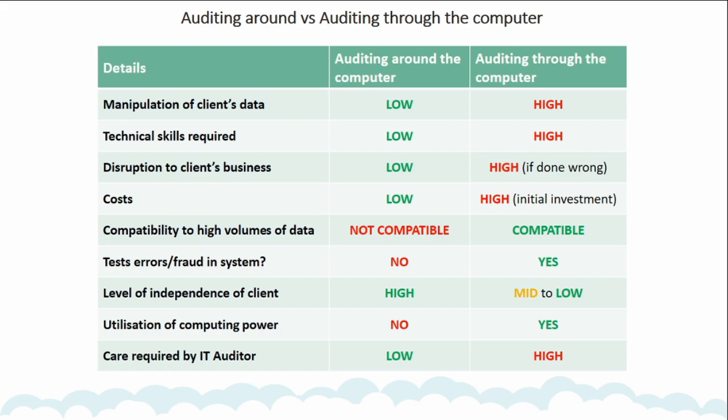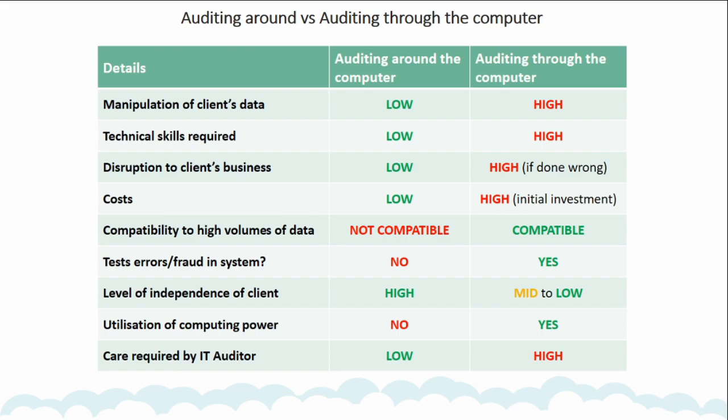We will be able to assess large amounts of data with auditing through the computer, but around the computer does not lend itself to auditing large amounts of data. And the reason for that is because we are checking individual manual inputs and individual manual outputs. We can test for fraud on the system, and this is done by reviewing the coding of the system to ensure that the coding is containing all the accurate controls and that there's nothing wrong with the coding.